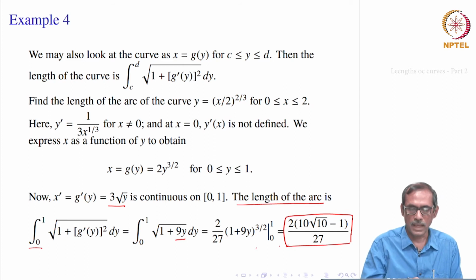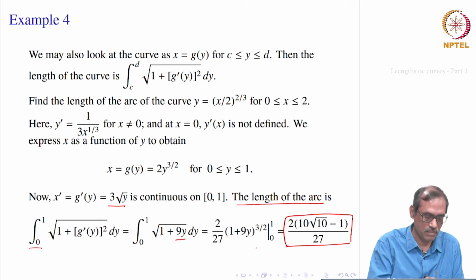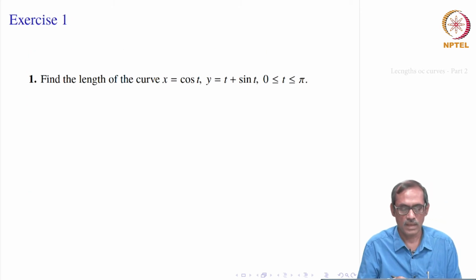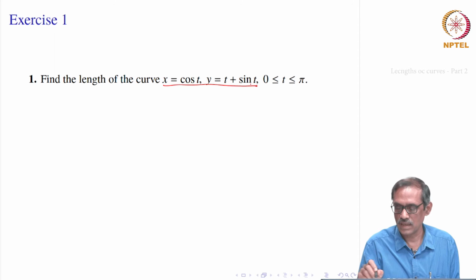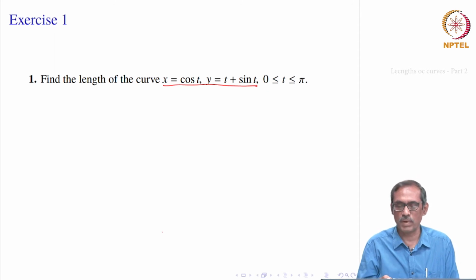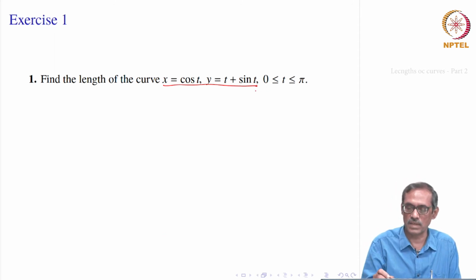Okay. So, let us take on some more problems. Find the length of the curve x equal to cos t, y equal to t plus sin t, where t varies from 0 to pi. This is the portion of that curve, with t varying from 0 to pi. It is given in parametric form already, and the limits for t are also given.